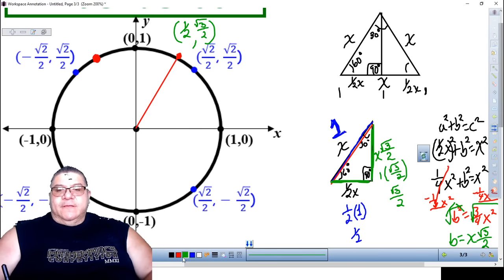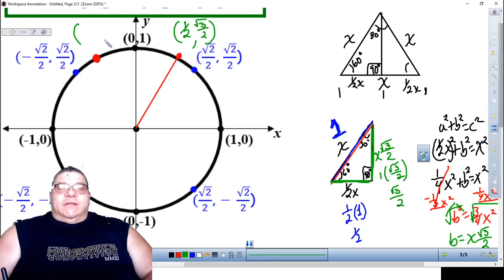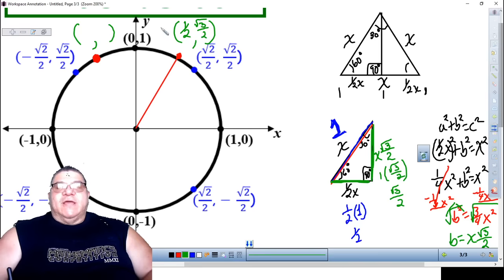All right. Question, what is the coordinate of this point right here? What is x? This one was 1/2. So that means this one is negative 1/2. And the height, which is the y value, is still square root of 3 over 2. Okay. Let's reflect it down here.